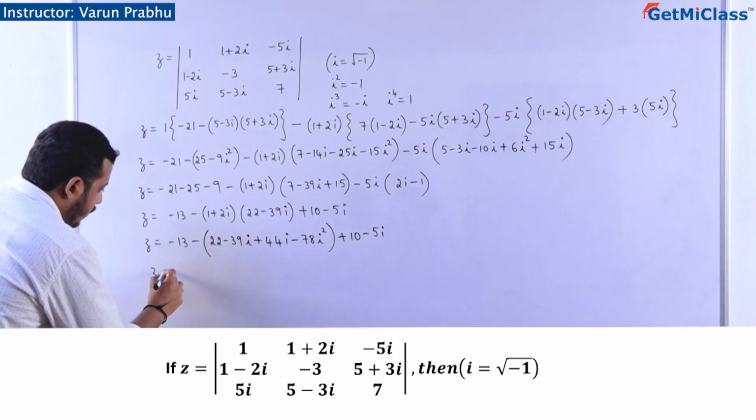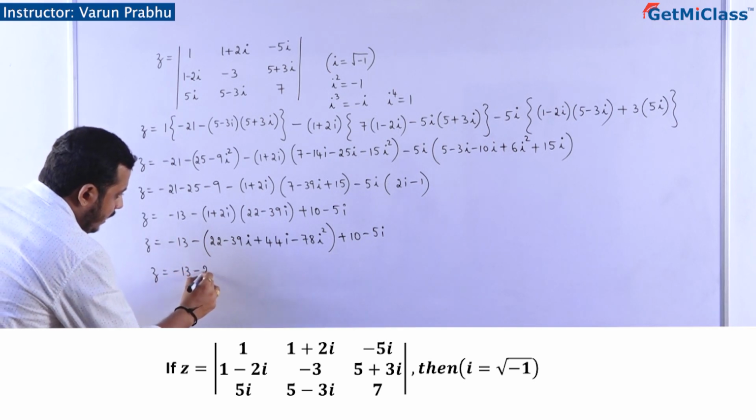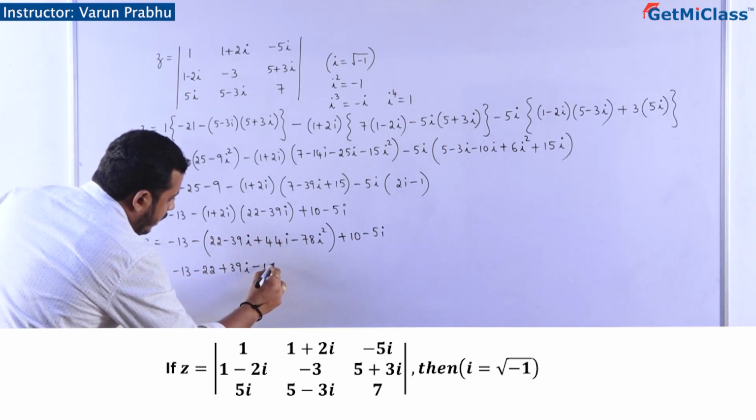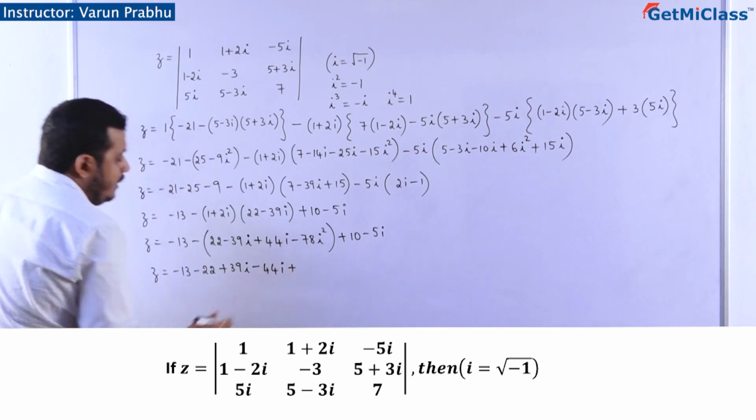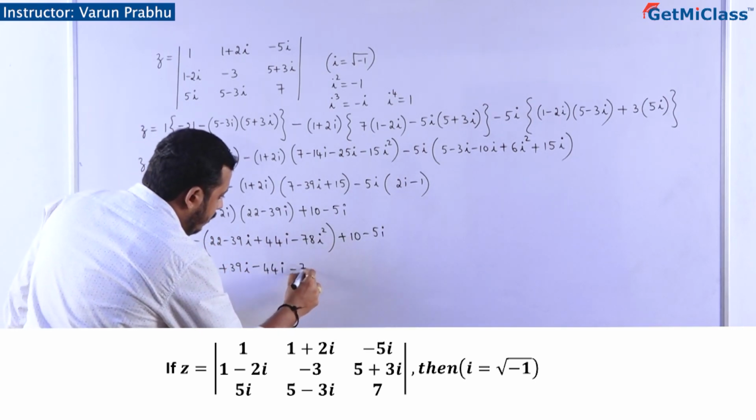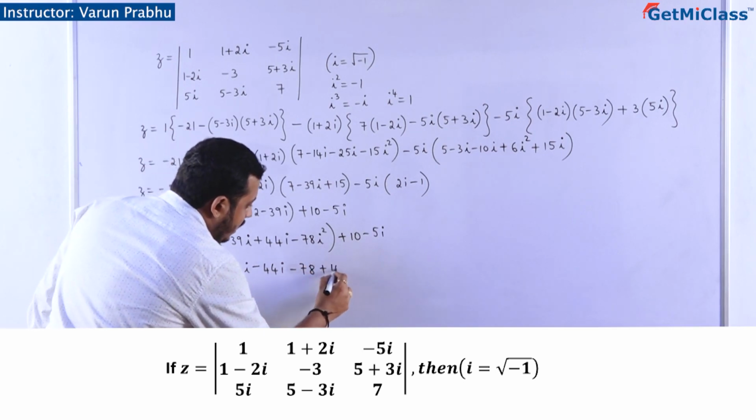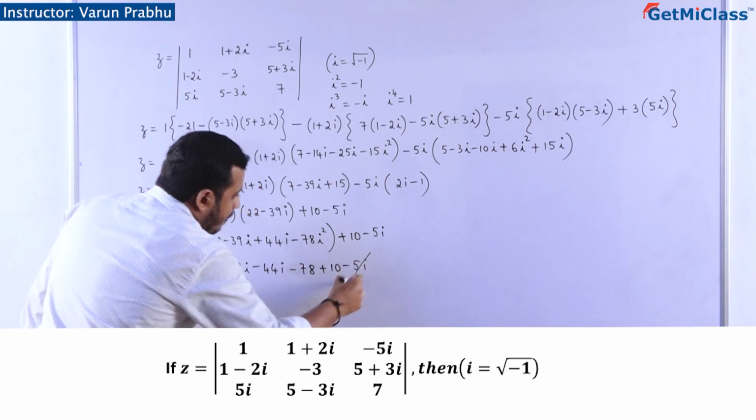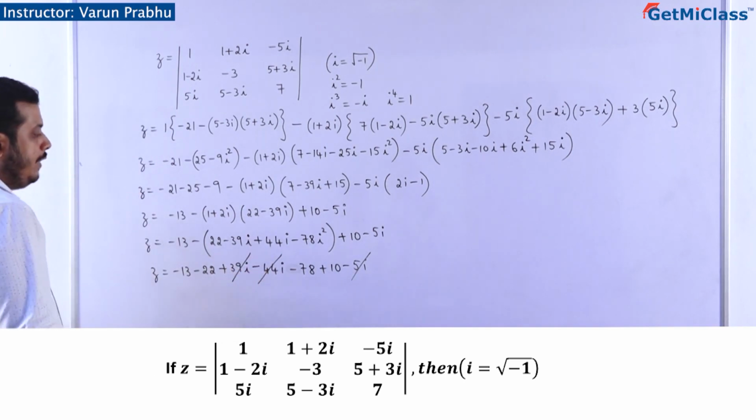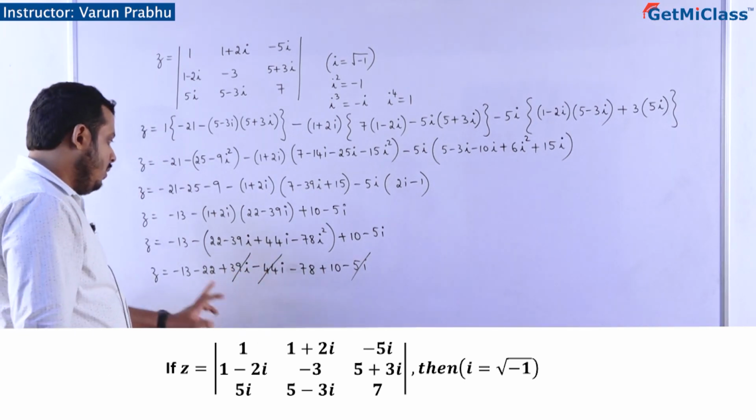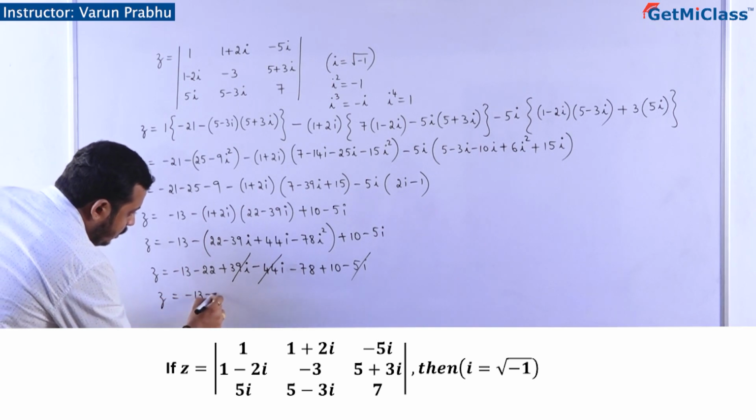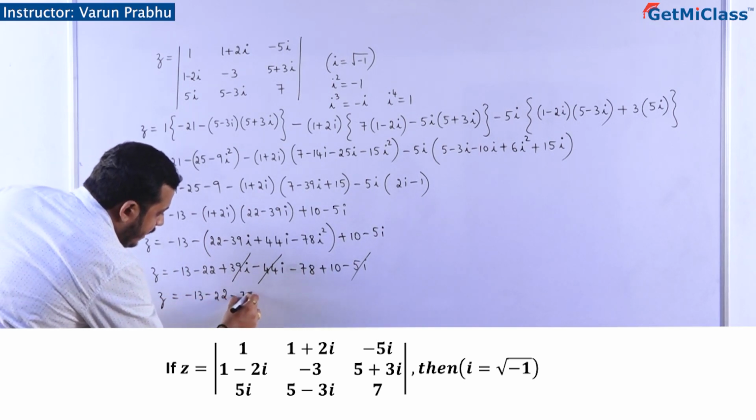So Z will be equal to minus 13 minus 22 plus 39i minus 44i plus, i square is minus 1, so this value will be equal to minus 78 plus 10 minus 5i. Minus 5i plus 39i minus 44i will get cancelled. Is that right? So the answer will be Z is equal to minus 13 minus 22 minus 78 plus 10.